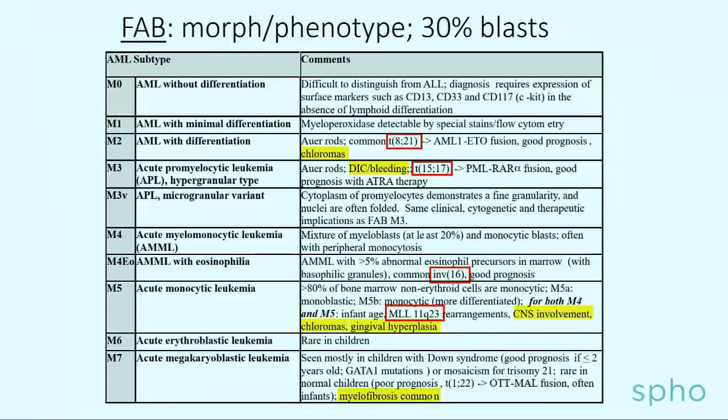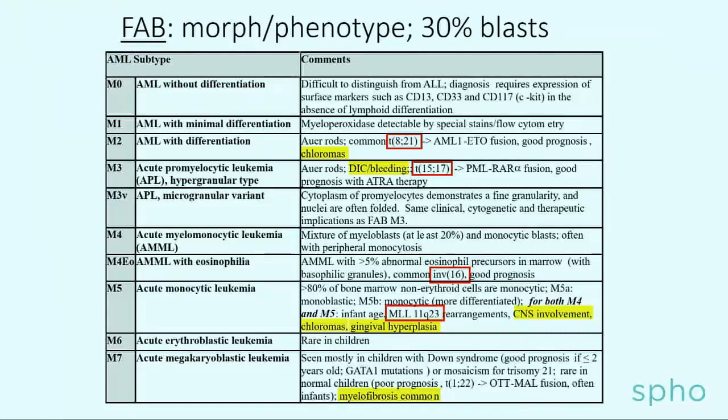I've highlighted the big four in red. Those are the four cytogenetic abnormalities associated with the FAB classification. And then highlighted in yellow are the clinical features. So chloromas for M2, DIC and bleeding for M3, the tendency for the M5 or monocytic leukemias to infiltrate skin, gums, CNS, et cetera. And then M7, that's the platelet or the megakaryocytic form of AML. There's a tendency for fibrosis to develop in the bone marrow and the liver in those leukemias. So those are just a few of the highlights from this table. Again, I'm not going to go through it in detail, but this is what used to be the classification.